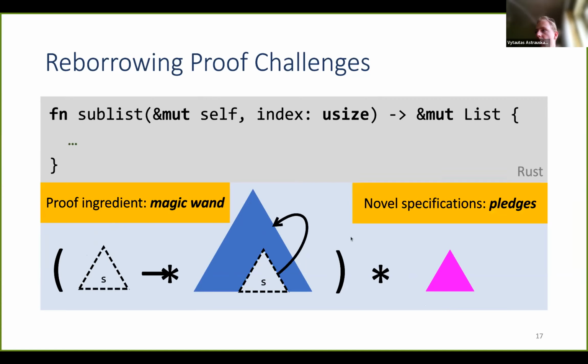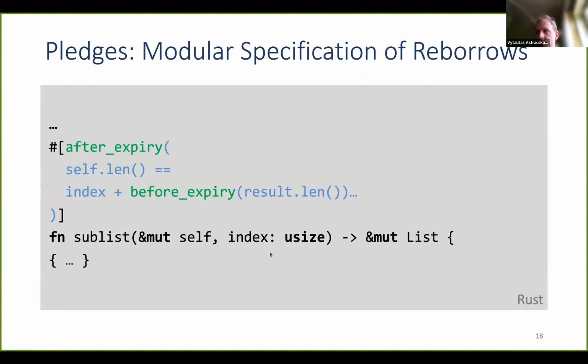And we have a novel specification technique, pledges, that are pure specification that can be layered on top of a magic wand, which allows the user to specify how this final data structure looks. For example, if we wanted to write a specification about the length of a final linked list, we could write it as follows.